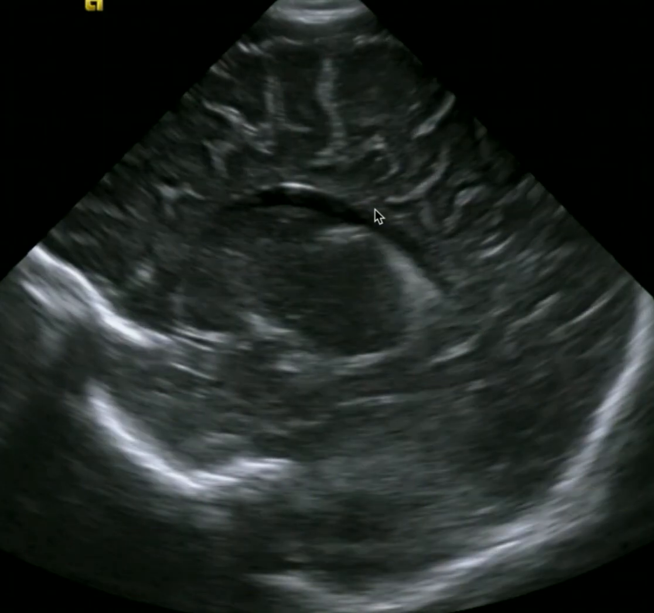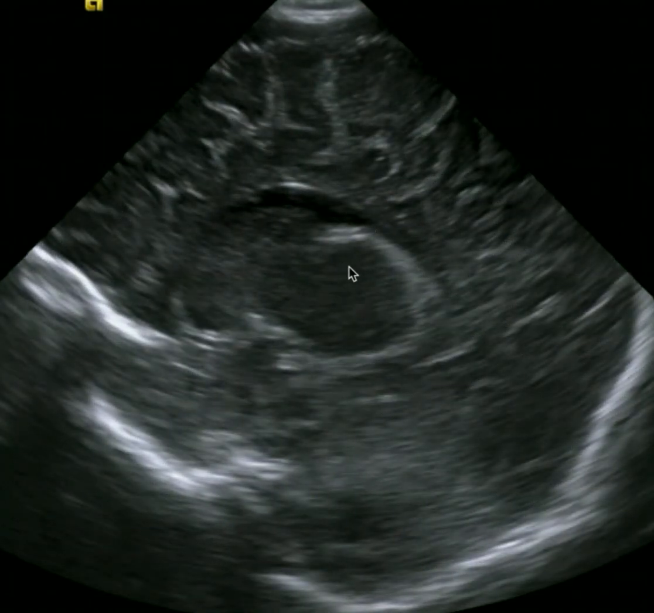Continuing medially now, I'll point out the thalamus right here, and this important point here between the caudate and the thalamus. This is known as the caudothalamic groove. Choroid plexus will line the floor of the lateral ventricle, and then extend inferiorly through the interventricular foramina of Monro, which I'll see as I sweep more medially.